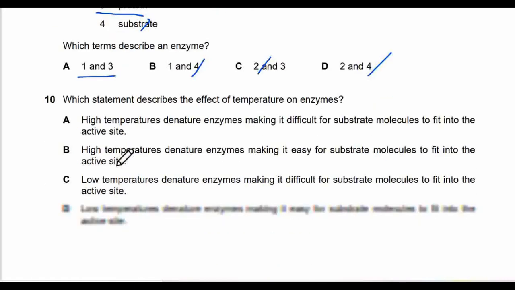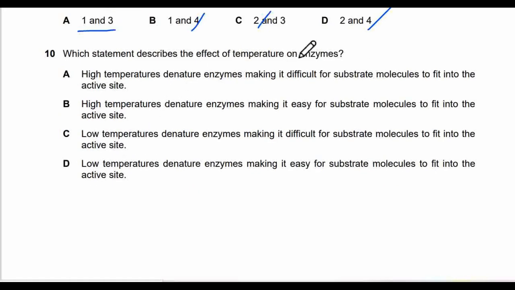I hope it's clear. Question 10. Which statement describes the effect of temperature on enzymes? So since enzymes are proteins, they cannot stand high temperature. High temperature will denature the enzyme. Now it's between A and B. So making it difficult for substrate molecules to fit into the active site, because enzyme and substrate use the principle of lock and key. So it will be difficult for the substrate to fit into the active site of the enzyme. Question 10 will be A.